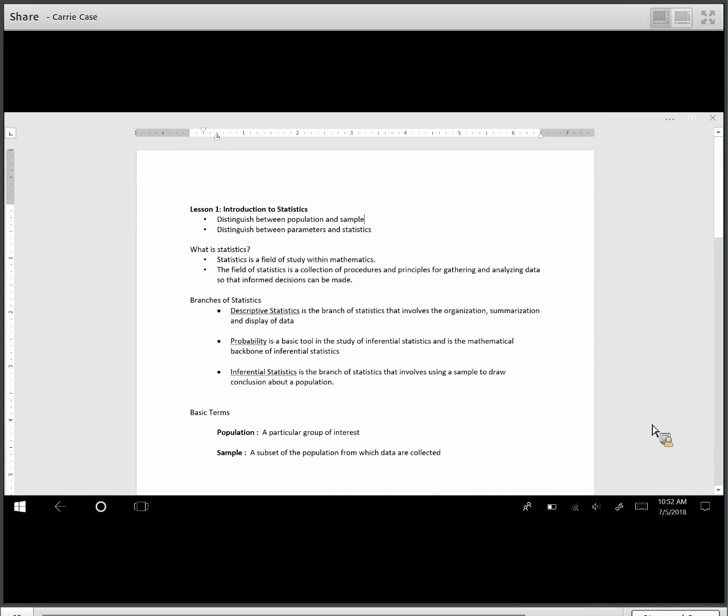Lesson 1, Introduction to Statistics. The objectives in this lesson are to distinguish between population and sample, and to distinguish between parameters and statistics.